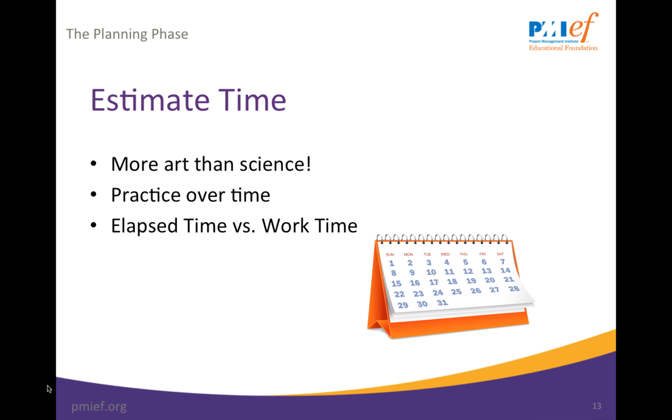Estimating time is more an art than a science. It is based on so many factors, many of which can be hard to predict. Generally, for each activity and task, there are 2 types of measurements. Elapsed time, this is how long it takes for an activity or task to be completed. Work time, this is how long it takes for you or others to do the work.